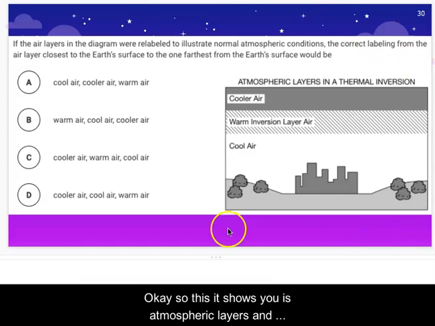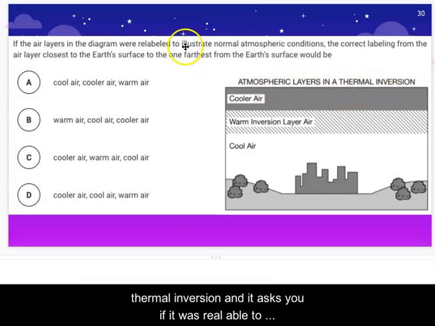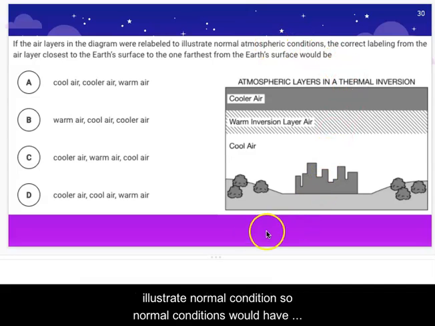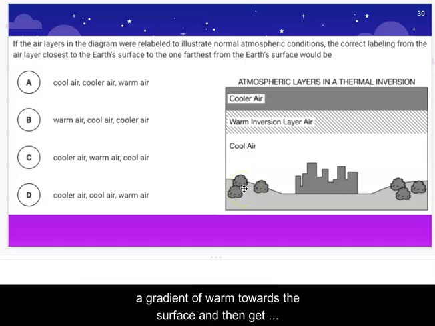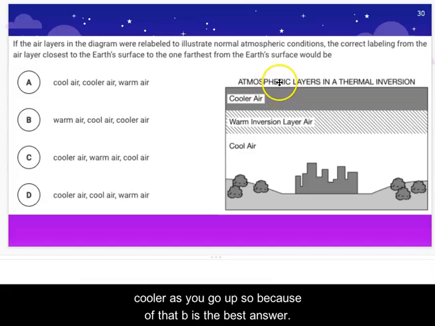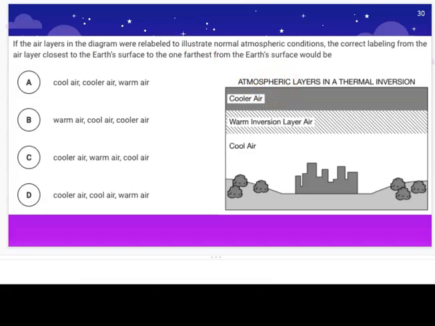Okay. So this shows you atmospheric layers in thermal inversion, and it asks you if it was relabeled to illustrate normal conditions. So normal conditions would have a gradient of warm towards the surface and then get cooler as you go up. So because of that, B is the best answer here.